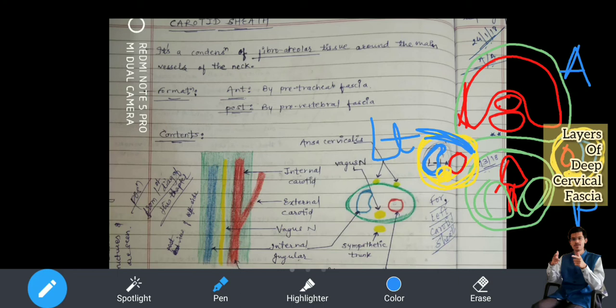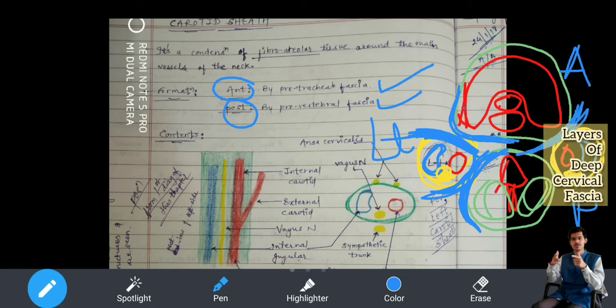See this. Anterior part of the carotid sheath is formed by posterior part of the pretracheal fascia. Understood? Anterior part of the carotid sheath is formed by the posterior part of the pretracheal fascia. And posterior part of this carotid sheath is formed by the anterior part of the prevertebral fascia. Are you understanding this? See this. This is the anterior of the carotid sheath which is formed by the pretracheal fascia, and this is the posterior of the carotid sheath which is formed by the prevertebral fascia.